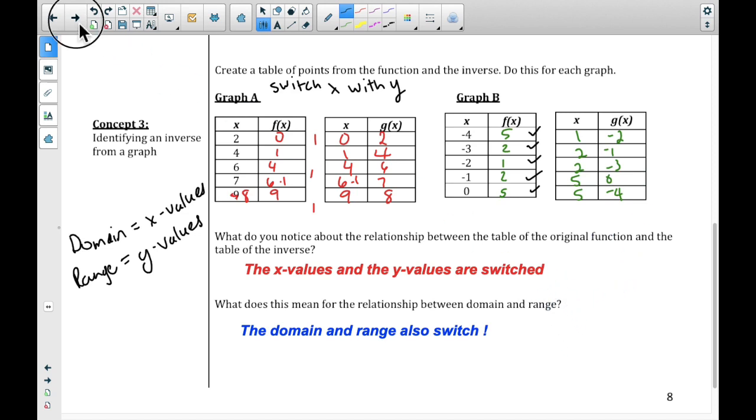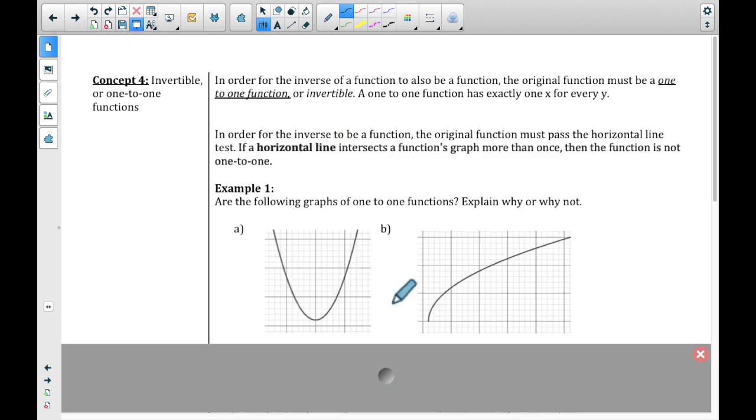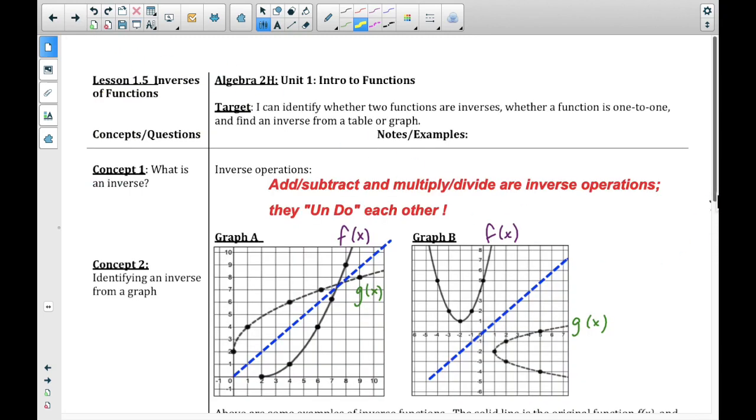Let's turn the page. Okay, here's what the problem is: this word over in the margin, invertible. Another way to say this is one-to-one, and we're going to dive into that here. So in order for the inverse to also be a function, the original function must be a one-to-one function, or invertible. That is, a one-to-one function has exactly one x for every y. Let's go back to the other page for just a second, and let's investigate that a little bit further.